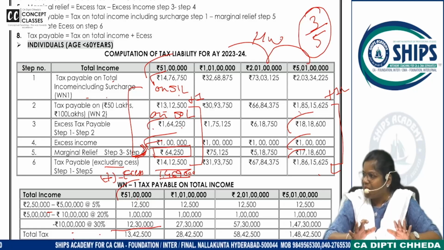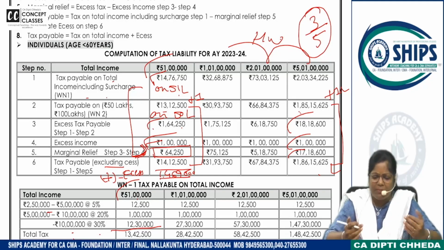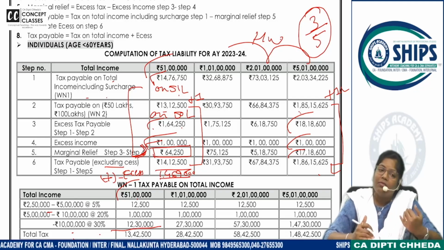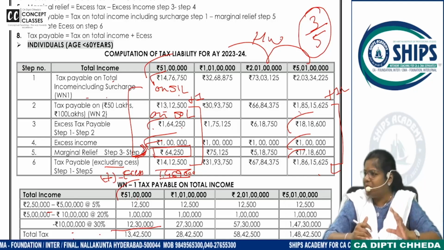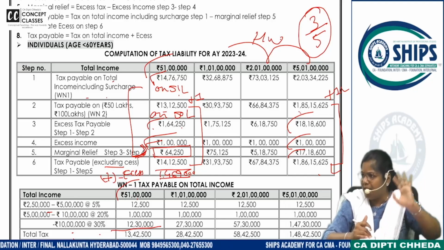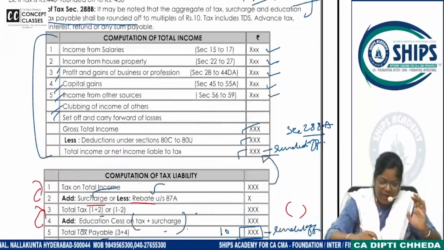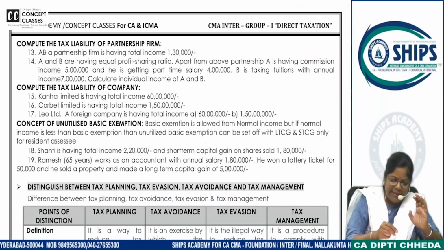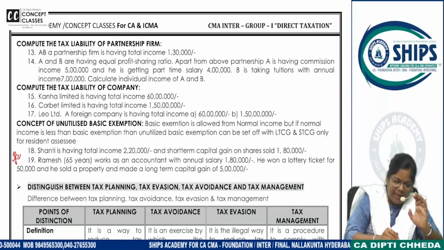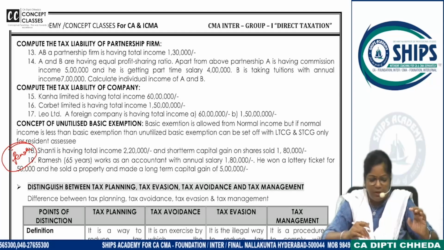Is it clear? There's one more concept of unutilized basic exemption, but I'm skipping right now. We will do it with capital gain chapter. Okay? Unutilized basic exemption pending. If you want, you can write, and because of that only we are missing out on these problems also. 18th and 19th, we are keeping it as pending. If you want, note it down.